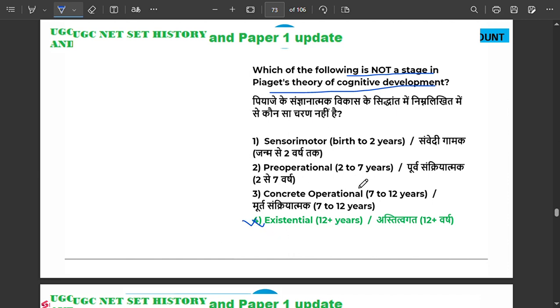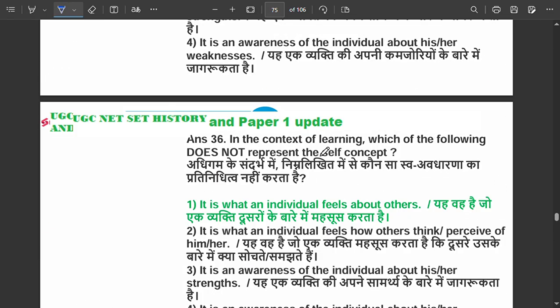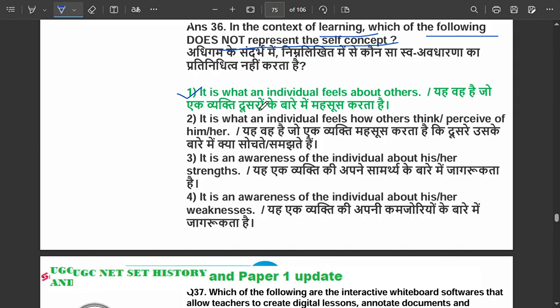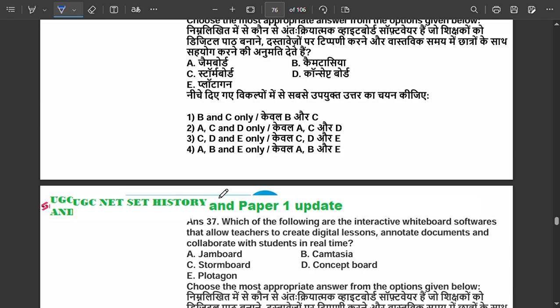Next question number 36. In the context of learning, which of the following does not represent the self concept? Option number 1. It is what the individual feels about others. This is the correct answer. Option number 1.